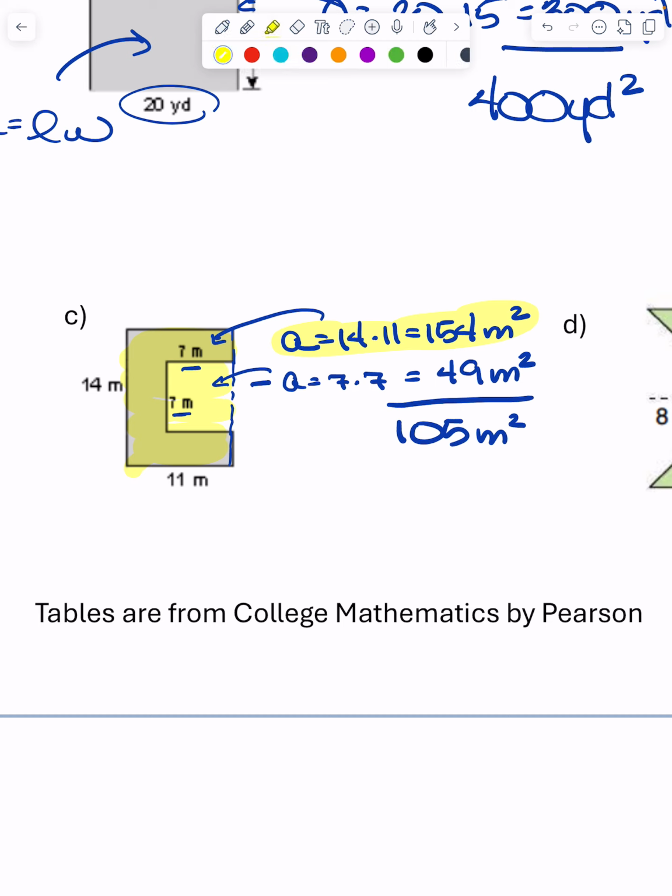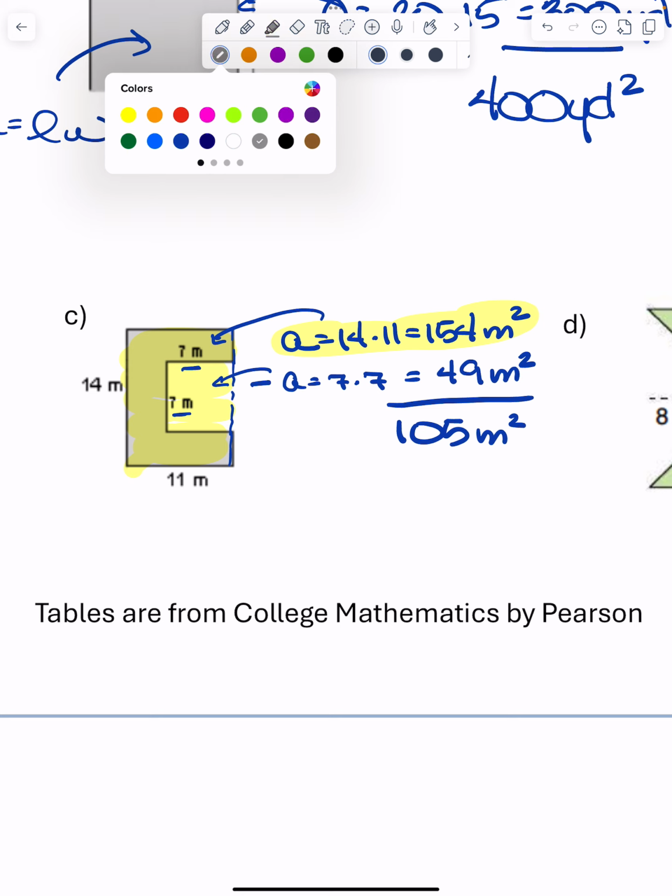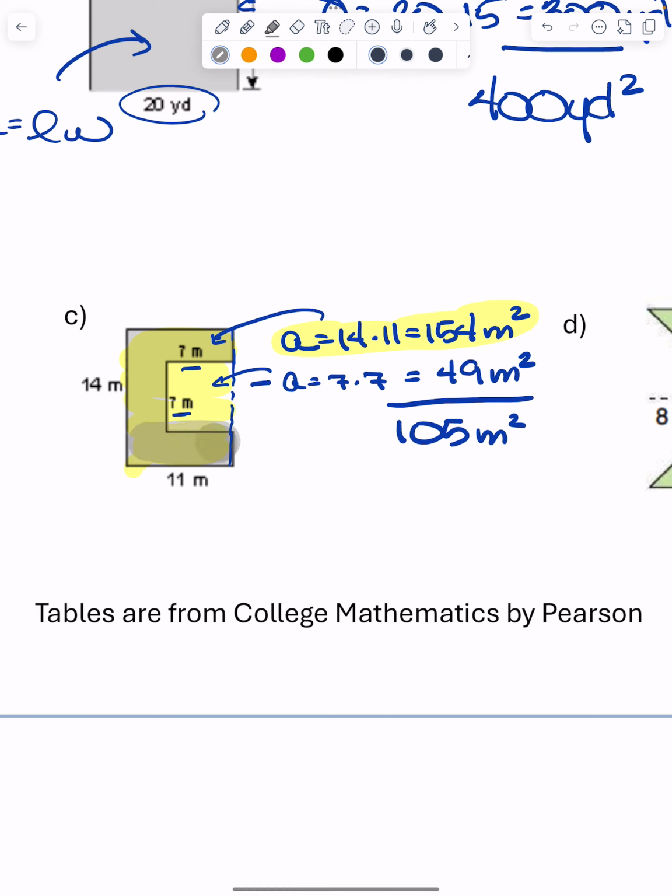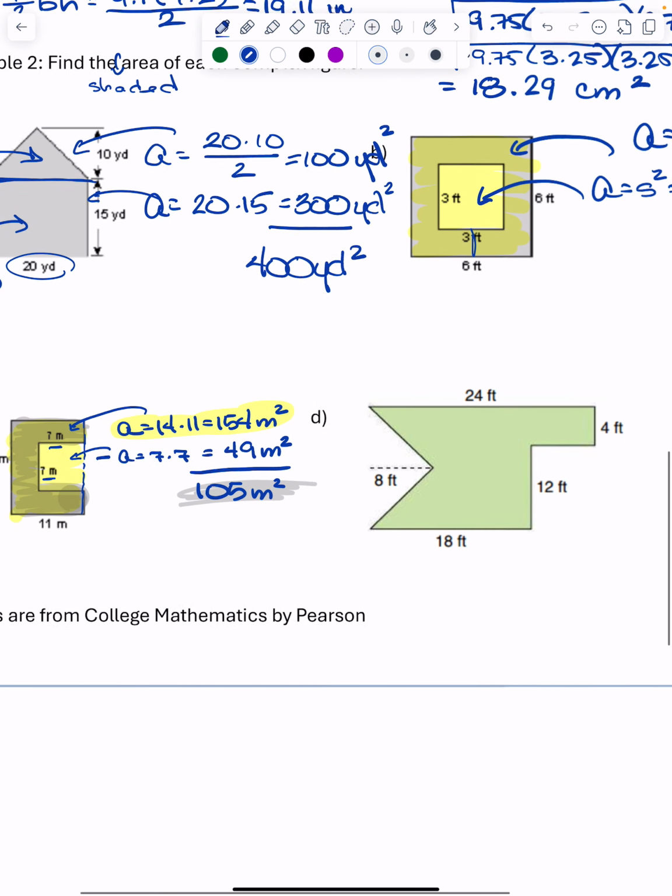Let's see, can I reshade the gray? Let's see here. Somewhere there's gray, right? Oops, I made that really big. So we're back to just this.